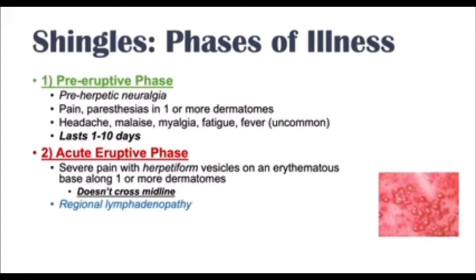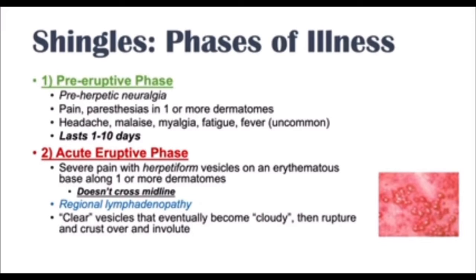We can also see regional lymphadenopathy. Just because of the inflammation in that area, we might see some increased lymph nodes, some regional lymphadenopathy. The vesicles themselves will erupt. They will be described as clear at the beginning, and eventually become cloudy. After becoming cloudy, the vesicles then rupture and then crust over and involute. So you get these crusty lesions afterwards.